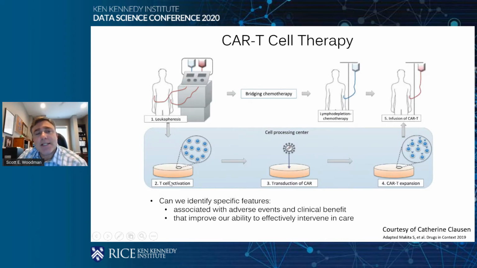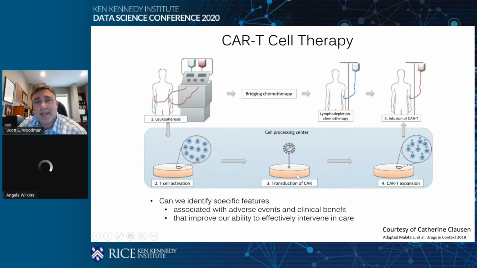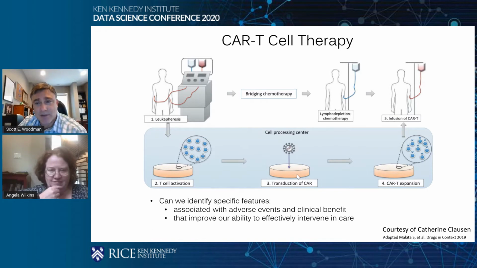So we extract T cells from patients. We then engineer those T cells to have receptors that recognize specific features on cancer cells. And then we expand those now engineered T cells. During that same process, in parallel, the patient is getting what's called lymphodepletion, meaning that we're essentially giving them chemotherapy to rid them of the bad cancer cells or T cells that they have.